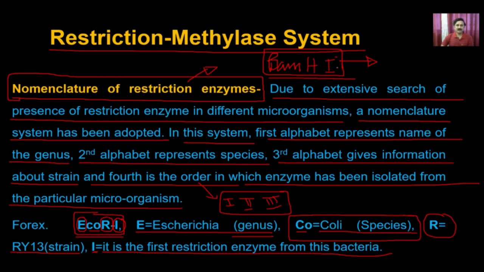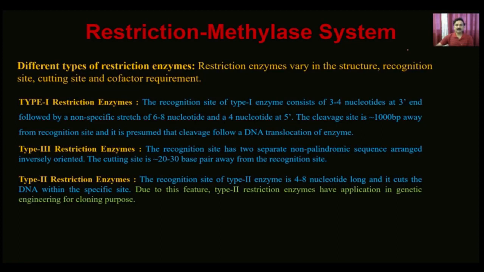So apart from the nomenclature, there are different types of restriction enzymes present in the system. We have the type 1 restriction enzymes, then we have the type 3 restriction enzymes, and then we have the type 2 restriction enzymes. The type 1 restriction enzymes recognize a DNA sequence which is 3 to 4 nucleotides at the 3' end, followed by a non-specific stretch of 6 to 8 nucleotides and 4 nucleotides at the 5' end, which means the type 1 restriction enzymes are utilizing a DNA sequence, but it is very loose or very relaxed.